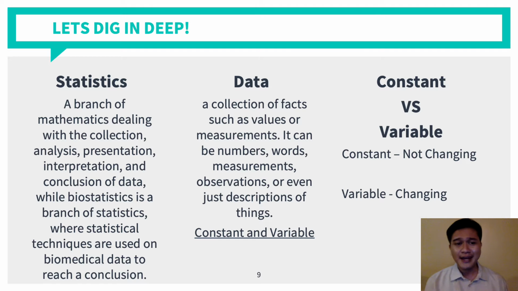A branch of mathematics dealing with the collection, analysis, presentation, interpretation, and conclusion of data, while biostatistics is a branch of statistics where statistical techniques are used on biomedical data to reach a conclusion. But let's focus on statistics. It's all about numbers. It's all about collection of data. These numbers are really important in our research. So we have now discussed statistics. Without data, there is no statistics.